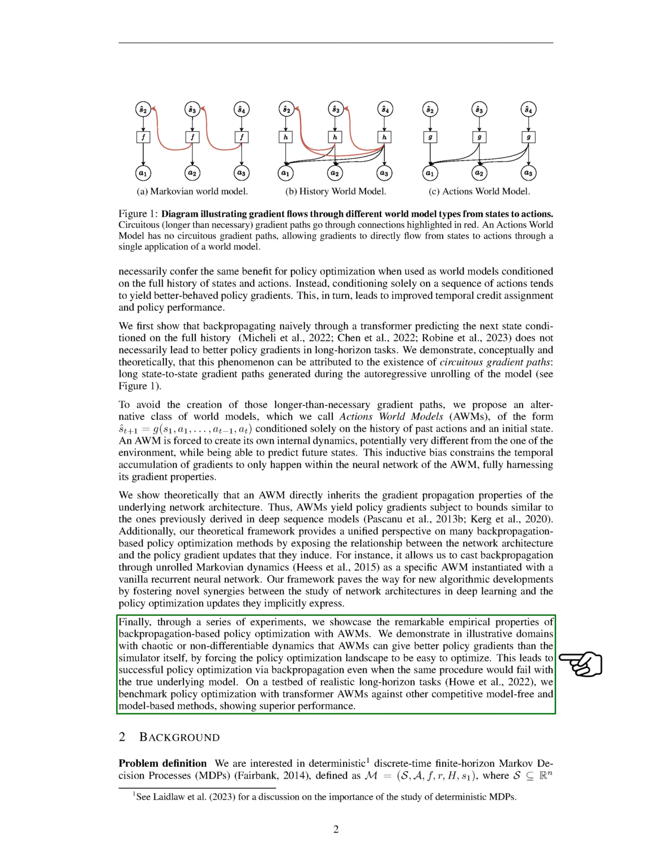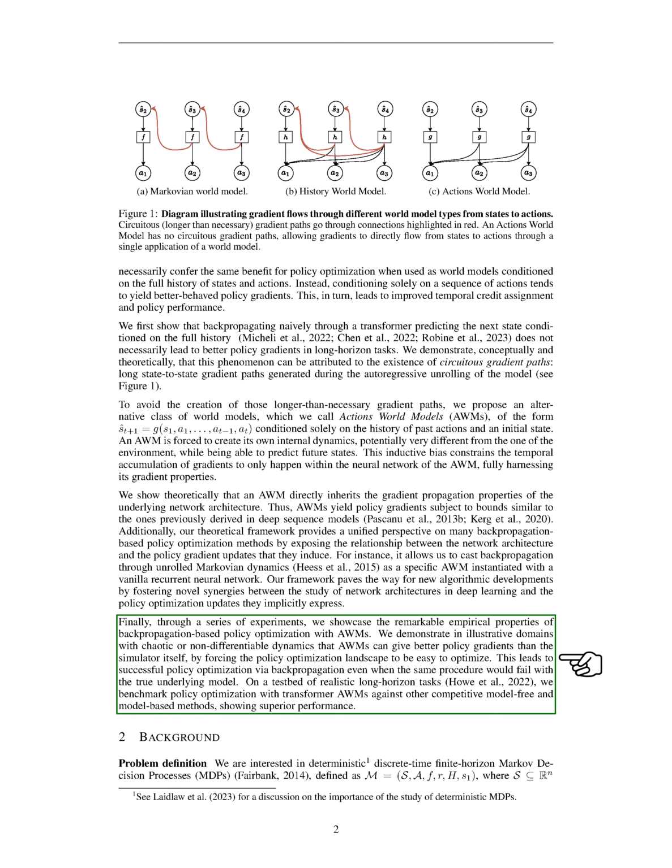Finally, through a series of experiments, we demonstrate the remarkable capabilities of AWMs in policy optimization. We show that in scenarios with chaotic or non-differentiable dynamics, AWMs can outperform even the simulator itself by creating a more favorable optimization landscape. This leads to successful policy optimization through backpropagation, a feat that might not be achievable with the actual underlying model. In tests involving realistic long-horizon tasks, we compare policy optimization using transformer AWMs against other leading model-free and model-based methods, showcasing their superior performance.